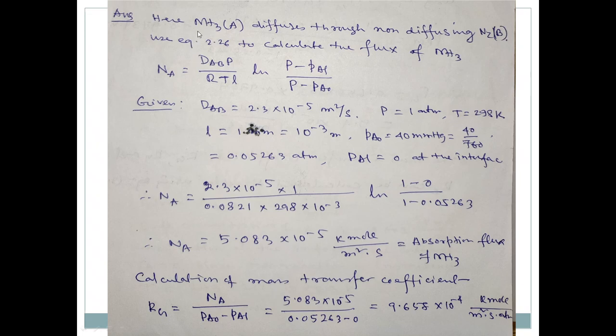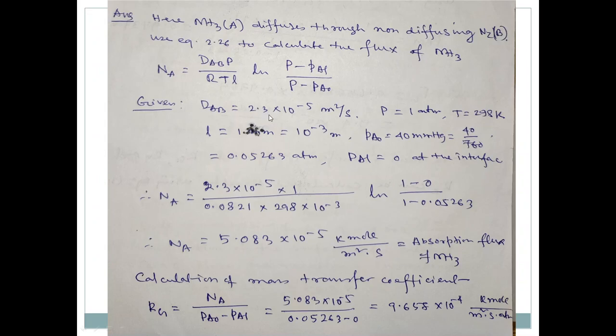So here ammonia A diffuses through non-diffusing B. Now we know that for a stagnant film or molecular diffusion, this is the equation. I can calculate the flux through molecular diffusion. You can put this delta, but here delta is given. Whether you use this equation does not matter.